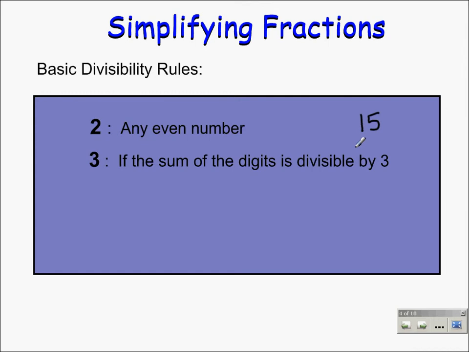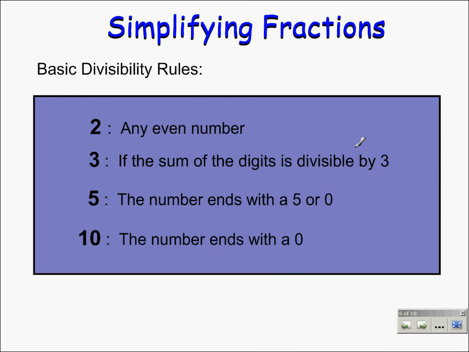Another divisibility rule is the one for 5. Any number that ends with a 5 or a 0 is divisible by 5. And the last divisibility rule we will look at is the one for 10. Any number that ends with a 0, 10 can go into that number.